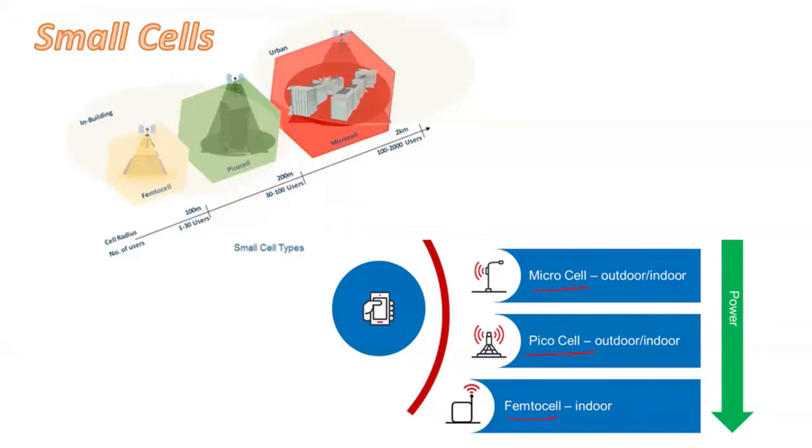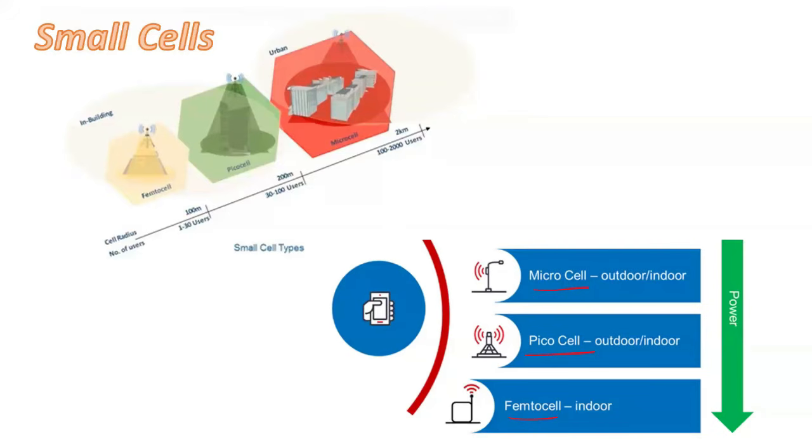So what is femtocell? This is the smallest type of small cell that covers a radius of around 10 to 100 meters and can be used in home networks. In scenarios where a person has access to high-speed broadband, a femtocell can be installed. The femtocell transforms a high-speed broadband connection into a cellular service that can be used to make phone calls or send and receive SMS text messages as well.